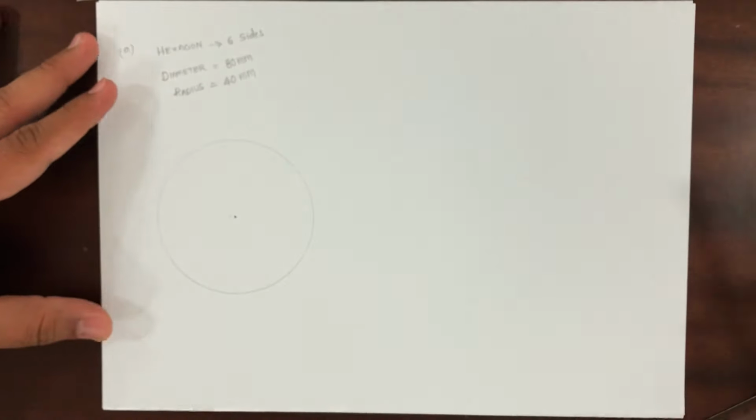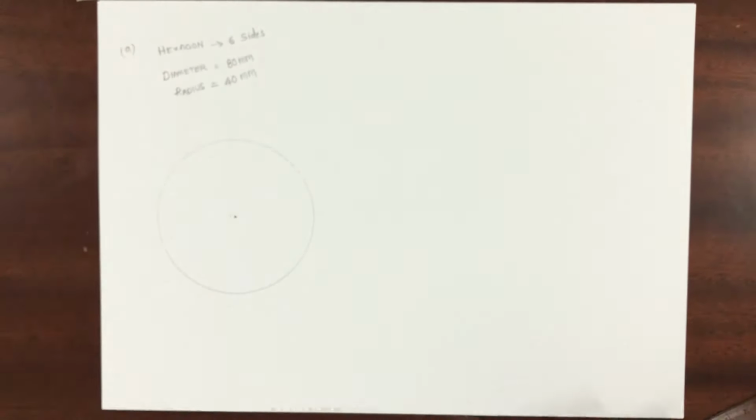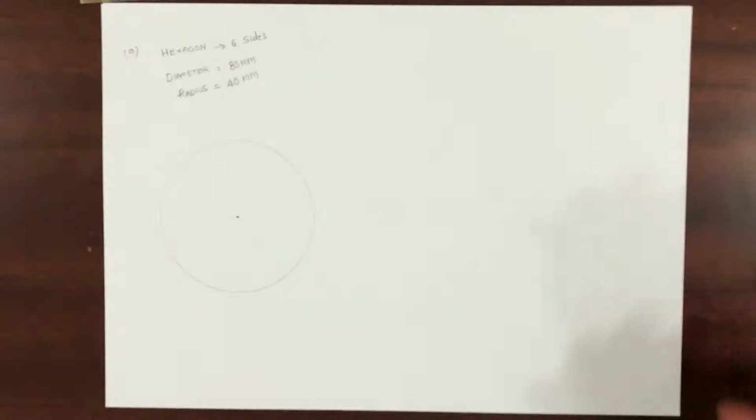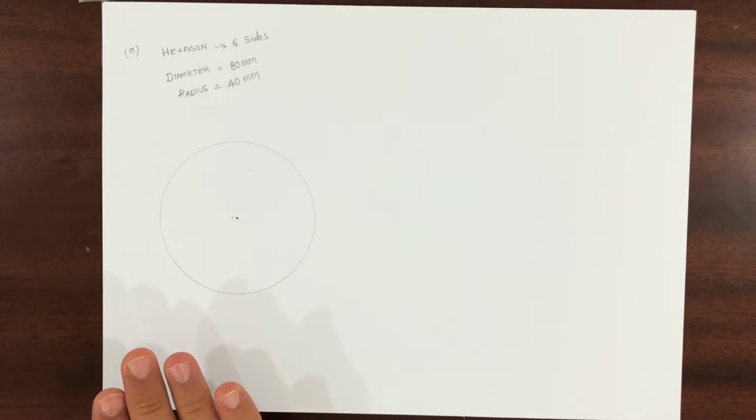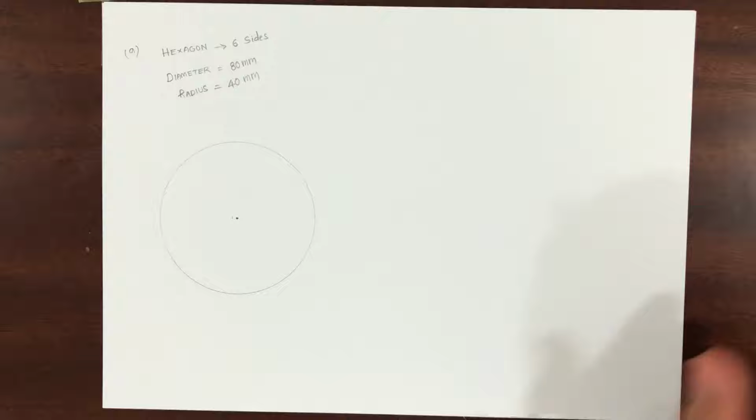Okay, after making the circle, what you have to do? So here, construct a regular hexagon. Hexagon means 6 sides. The outside circle diameter is 80, so the radius is 40. We took 40 and made a circle. Read the question. Arrange it so that there are 2 horizontal flats.